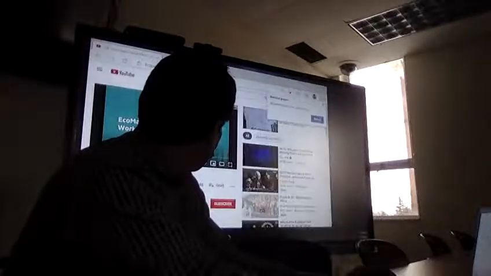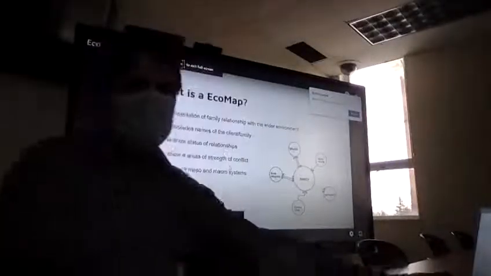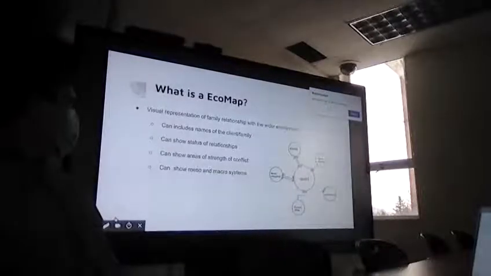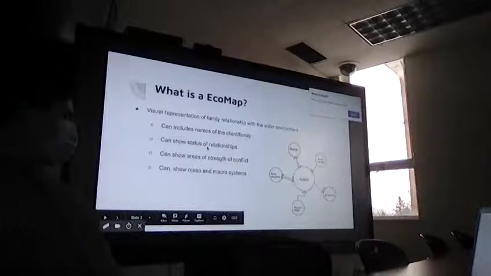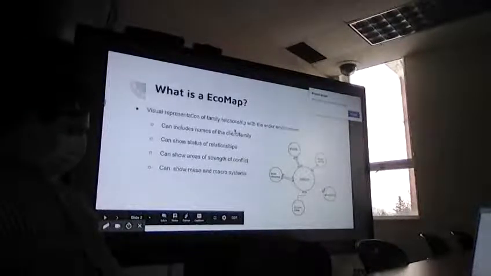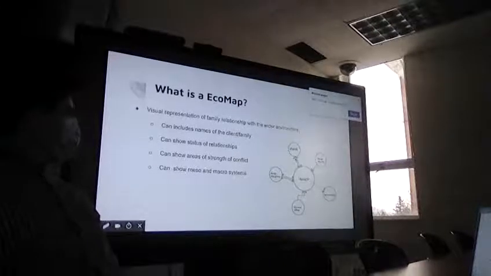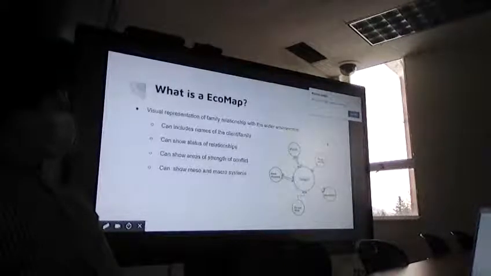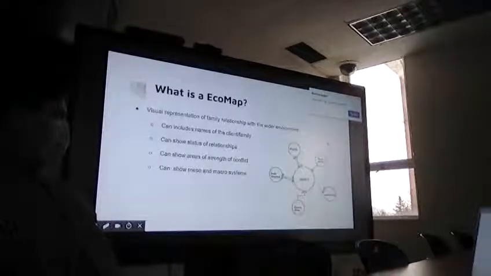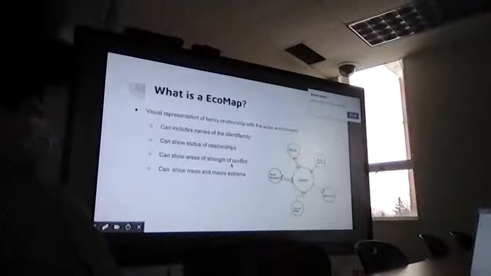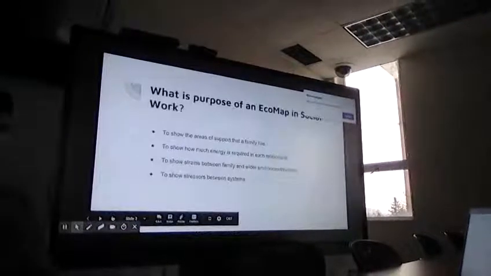Okay. This is Ecomaps and Social Work for Vermont and Beta. So what is an ecomap? An ecomap is a visual representation of family relationships with a wider environment. We would include the names of the client and families, so in our case, the Jones family and Donald. It will show the status of relationships between the systems, meso and macro, between work, church, school, and if they have any areas of strength or of conflict.